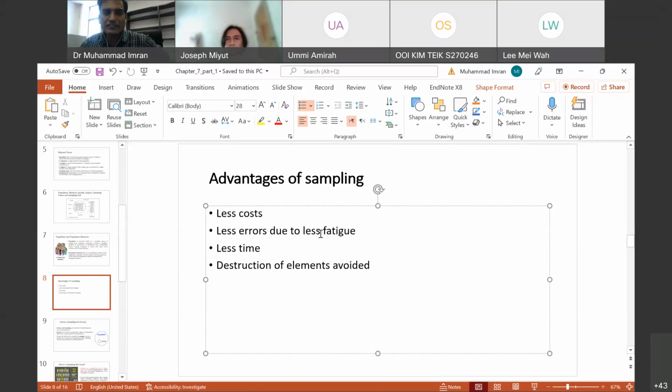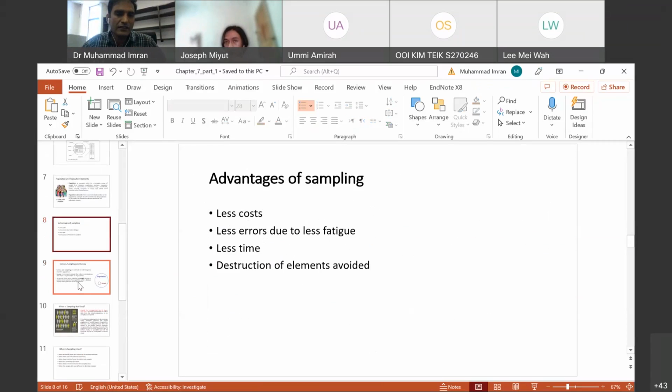Less error due to less fatigue, less time, and less distraction. Maybe no conflict among the elements as well, and we cannot face ignorance from the elements. You can contact the elements very easily as well. Okay.